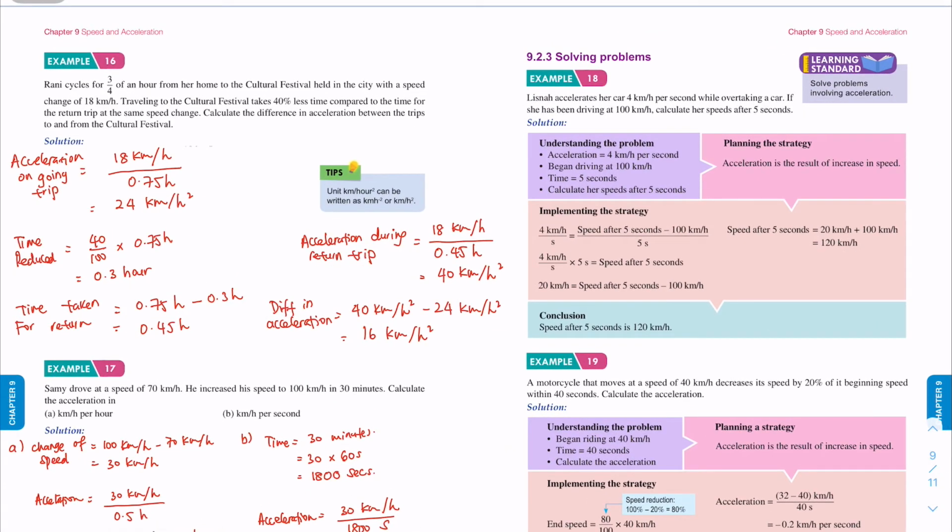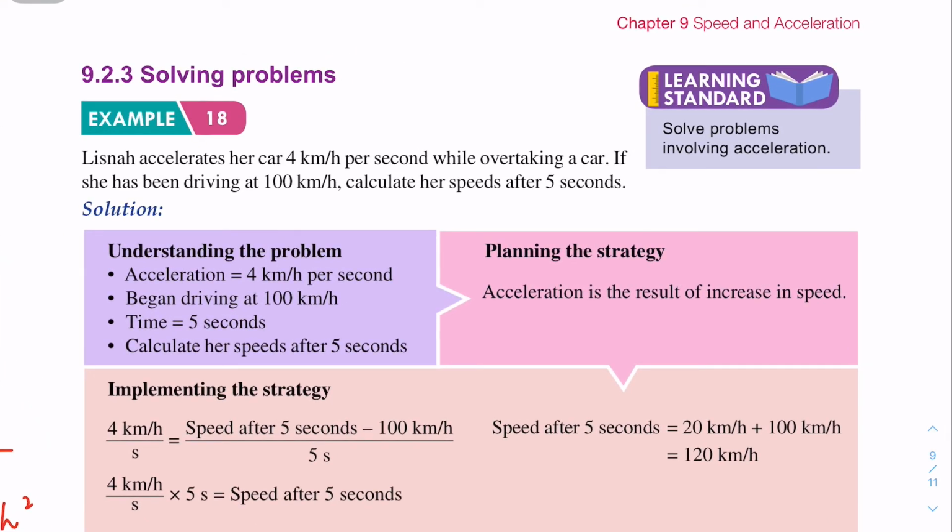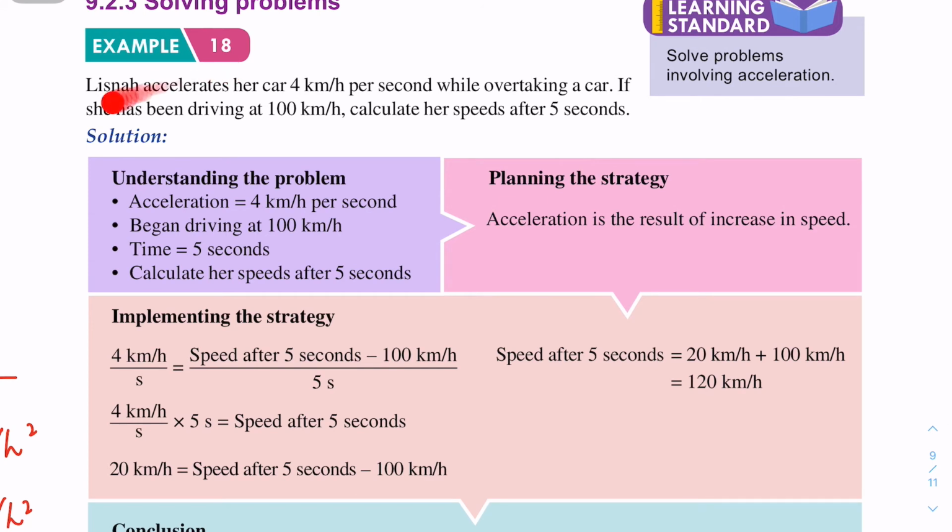Next, our learning standard is solve problems involving acceleration. Let's look at this example. Example 18. Lisna accelerates her car 4 km per hour per second while overtaking a car. If she has been driving at 100 km per hour, calculate her speed after 5 seconds. Let's understand this problem. From the question, the acceleration while she's overtaking is 4 km per hour per second, and she began driving at 100 km per hour. The time we want to know is after 5 seconds.